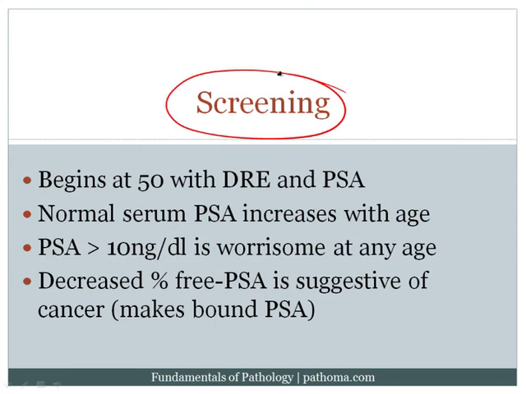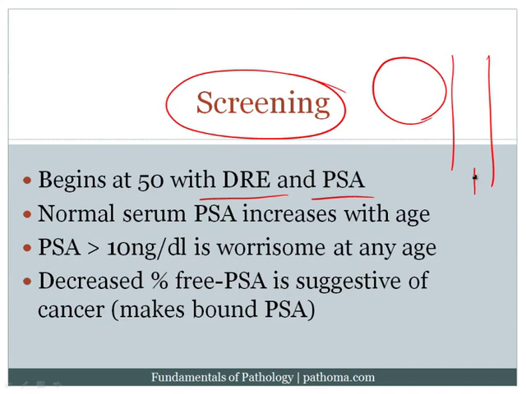And so screening begins at the age of 50 with both digital rectal exam and PSA. Now recall that if this is the prostate here and it sits anterior to the rectum, then the digital rectal exam is actually analyzing the exact location in which prostate cancer usually occurs. Because remember that prostate cancer usually arises in the posterior periphery of the prostate.